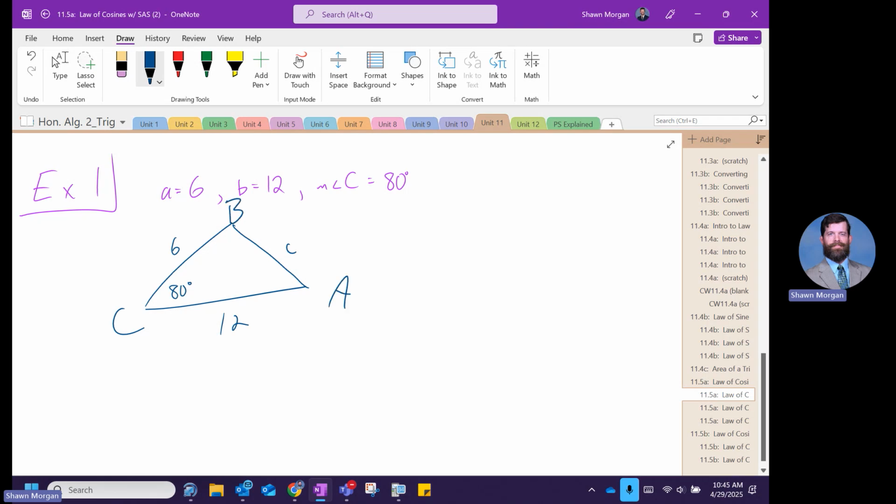Does your drawing have to be to scale? No. Like, does this have to look like 80 degrees? No. Oh, never mind. It's 6. I thought it would be. Oh yeah, you're the number 6.